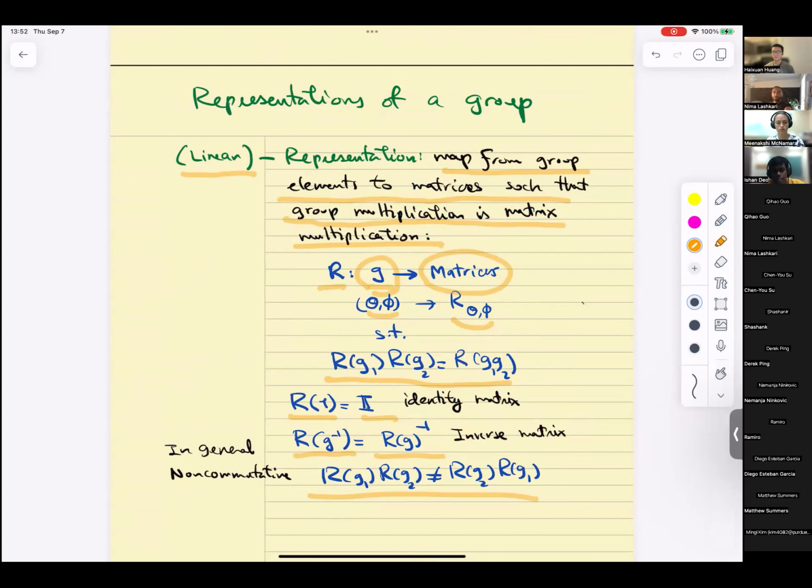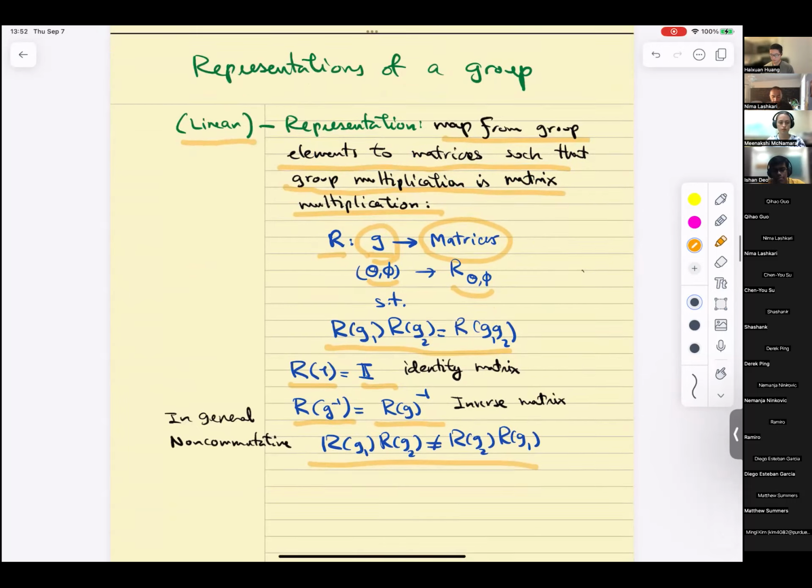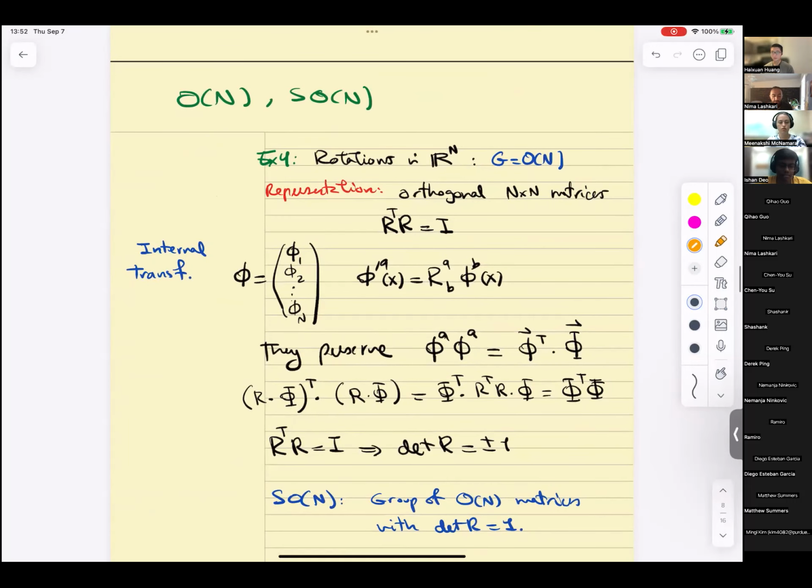So I'm going to go through some of the most important examples that will come up in physics, right? That's the rest of this lecture, pretty much. We'll see how far we get. So rotations, right? O(N). Consider as example number 4, rotations in n dimensions.